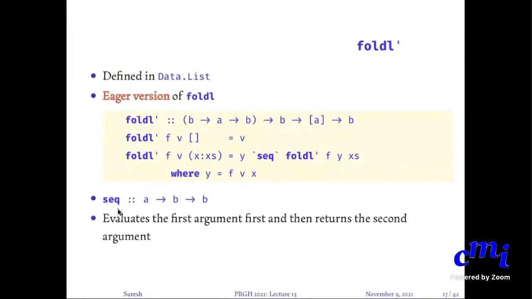So let's forget the sequence. Look at the type of sequence: a arrow b arrow b. All it is doing is returning the second argument. It is not doing anything at all. But before returning the second argument, it will evaluate the first argument. If you want to think about it, these expressions are all like trees.